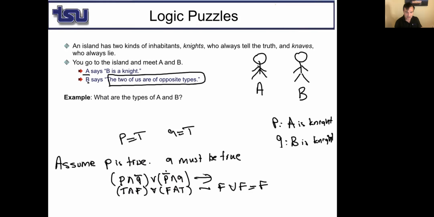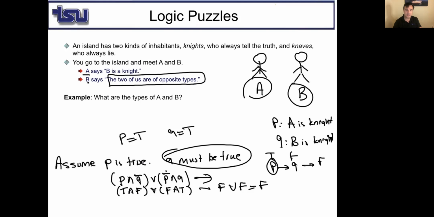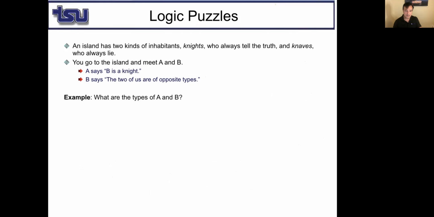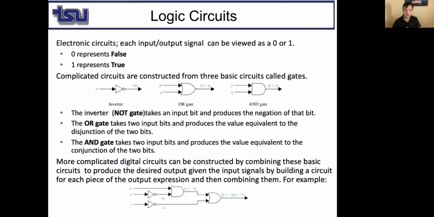But if B is a knight, that statement was supposed to be true, right? So that means B is not a knight. So Q is false. So P implies Q: this is true, this is false, so this must be false. So what P says must be false. That means A cannot be a knight. So the conclusion is both A and B are knaves. I suggest that you look at this puzzle by yourself and understand it.